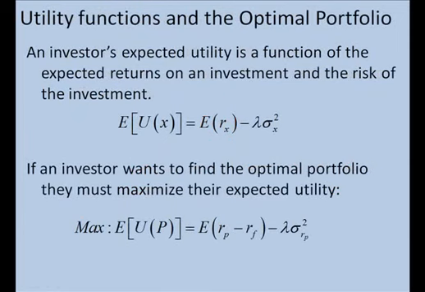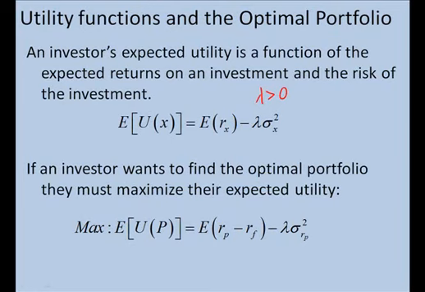Modern portfolio theory was built out of expected utility. Here's the utility function we've been working with throughout the semester. The expected utility is equal to the expected returns on the project minus lambda times the risk of the project, and the risk here is measured by the variance. Markowitz assumes that all people are risk averse. In other words, lambda is greater than 0. If an investor wants to find the optimal portfolio, what they're going to do is maximize their expected utility.